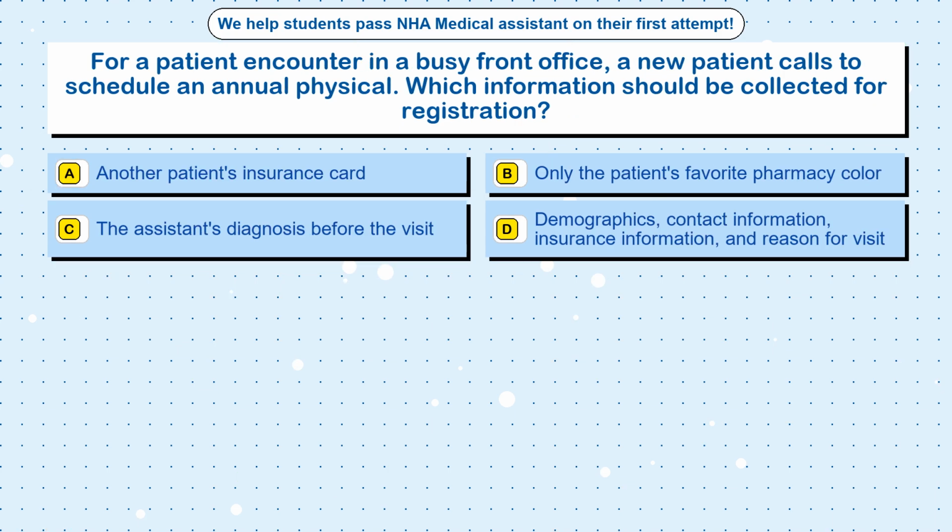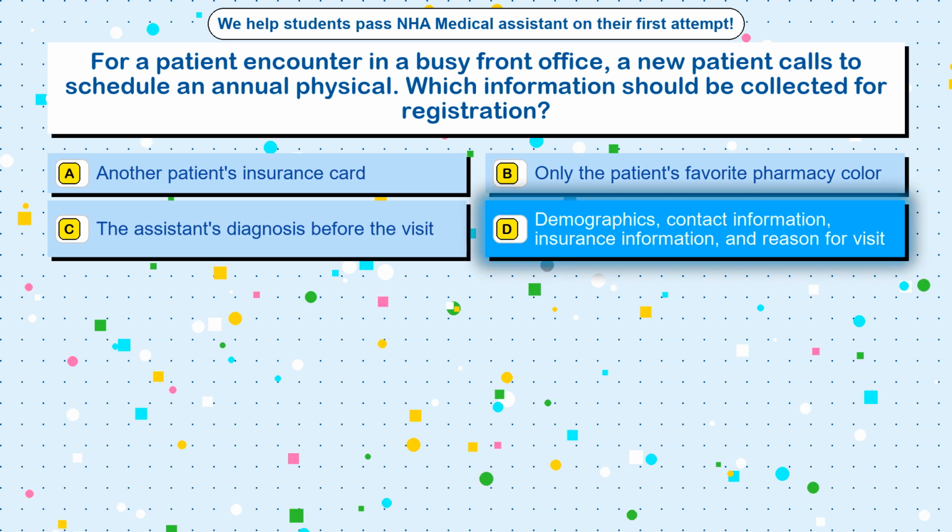Question 20. For a patient encounter in a busy front office, a new patient calls to schedule an annual physical. Which information should be collected for registration? Option A. Another patient's insurance card. Option B. Only the patient's favorite pharmacy color. Option C. The assistant's diagnosis before the visit. Option D. Demographics, contact information, insurance information, and reason for visit. The correct answer is option D.